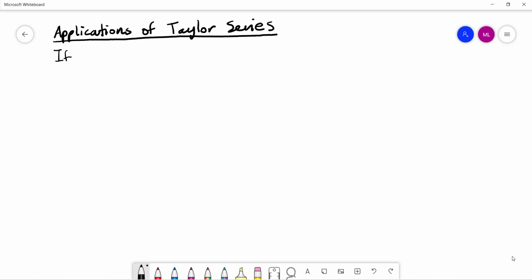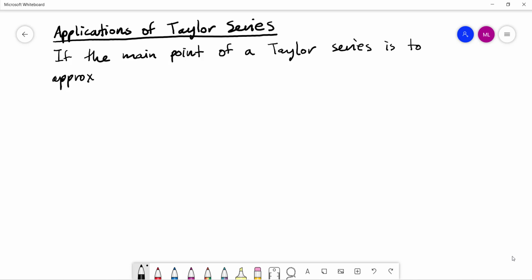So if the main point of a Taylor series is to approximate a function, how good of a job does it do? How accurate is it? Well, one of the main tools that we can use to answer this question is something called Taylor's inequality.